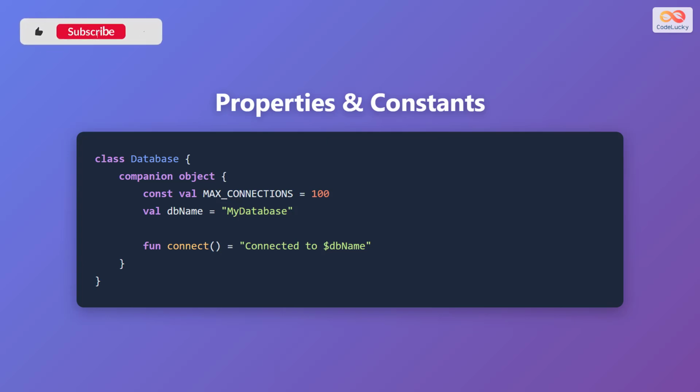Companion objects can contain both properties and constants. Here's a database class with a compile-time constant MAX_CONNECTIONS set to 100, a property DB_NAME set to "myDatabase", and a connect function that returns a connection message. Constants use const val, while regular properties use just val.